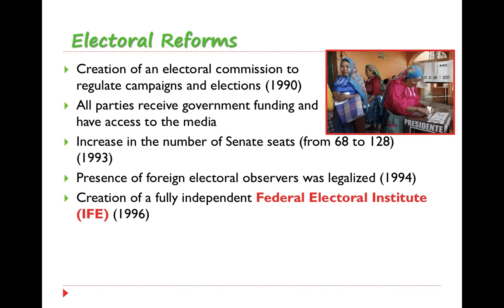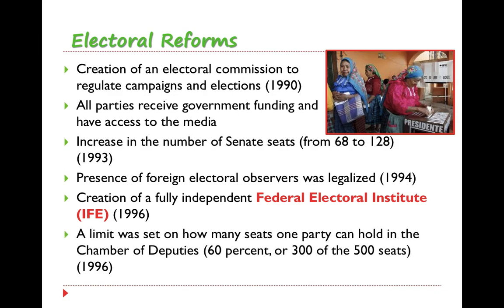In 1996, this initial commission was revised to form the Federal Electoral Commission, which is even stronger than the initial commission. They create all the rules for all elections, and what they institute is binding. They also created a limit for how many seats one party can hold in the Chamber of Deputies. So you can see here that Mexico is really trying to get away from that system of one-party rule.